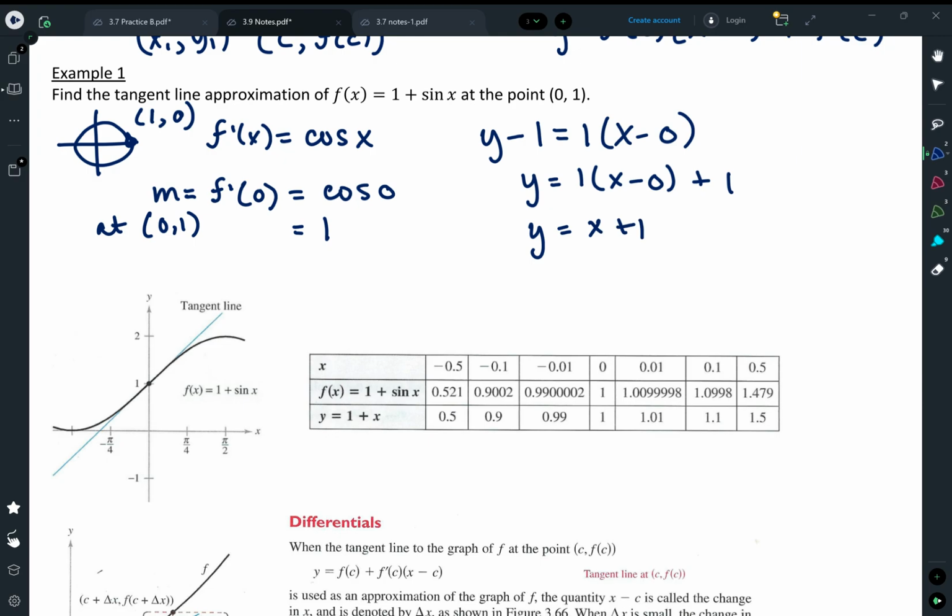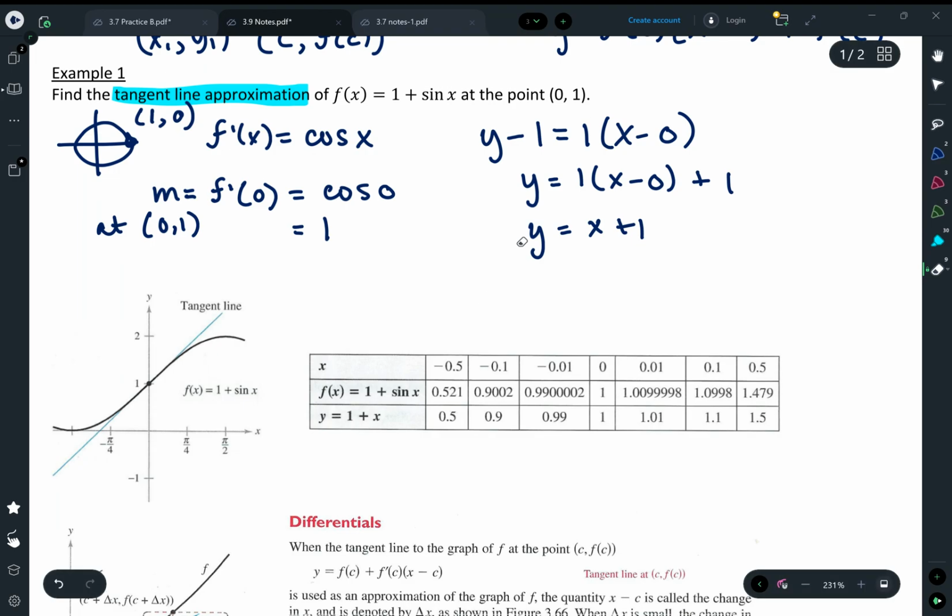Okay, so this is the kind of problem we've been doing all along. It's just now they're calling it something different, right? They're saying tangent line approximation. So I could use this to approximate points really close to 0, 1, couldn't I? I could say I want to know what's going on when, let's say, x equals 0.2, right? That's really close to 0.